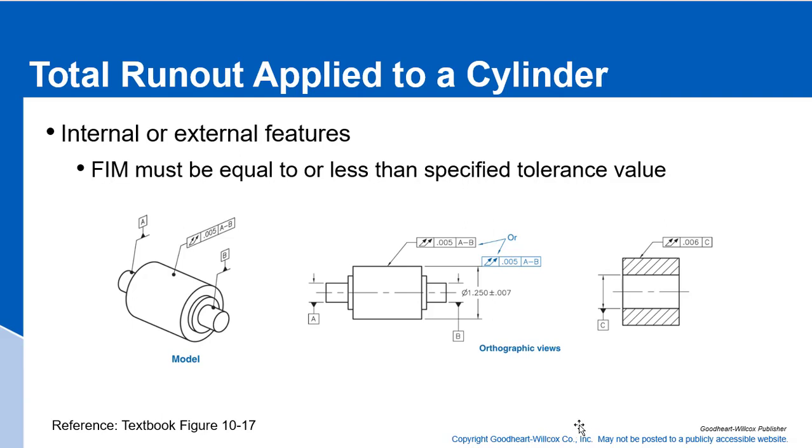And then we could also do this with internal features as well. Our datum C in this case is an internal feature, and then we have a runout tolerance of 6/1000 to datum C.